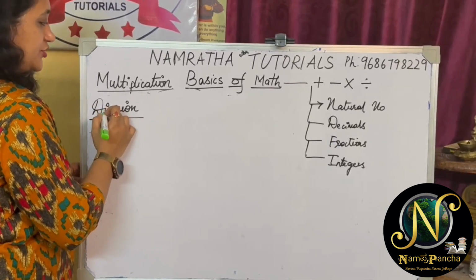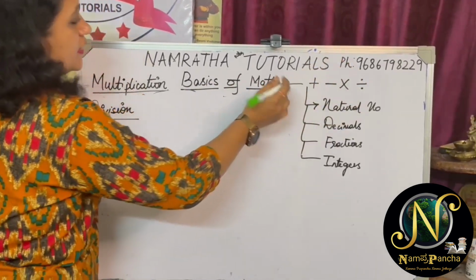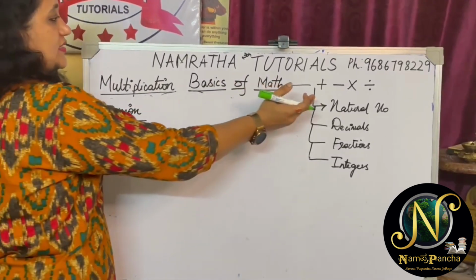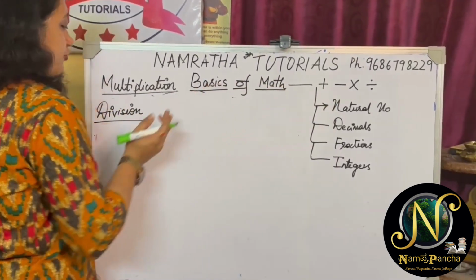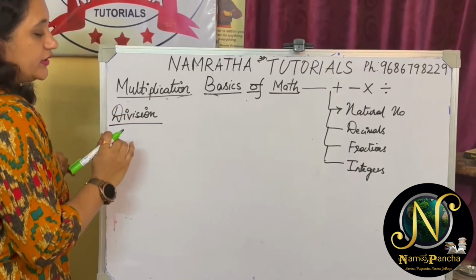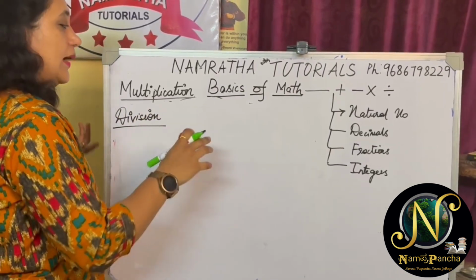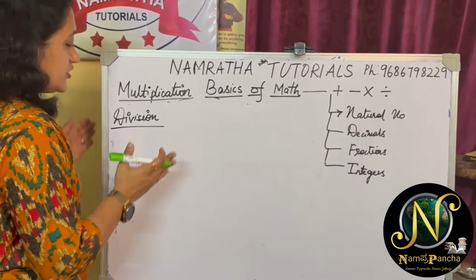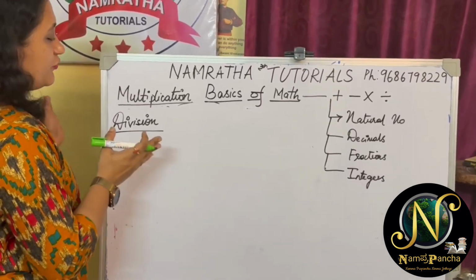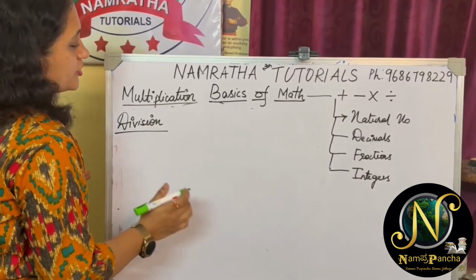Next is division, which we are going to perform on these four types of numbers. Initially I will show you the first one, the natural numbers. Before that, first understanding what division is is very important. I have seen in my tutorials that many students have confusion between multiplication and division. First of all, you should understand the concept of multiplication and division, what it is. Then only you can perform the operations on that.